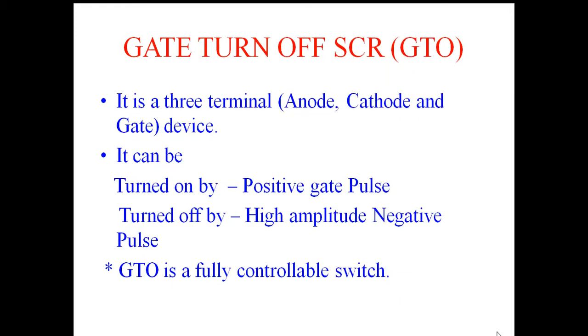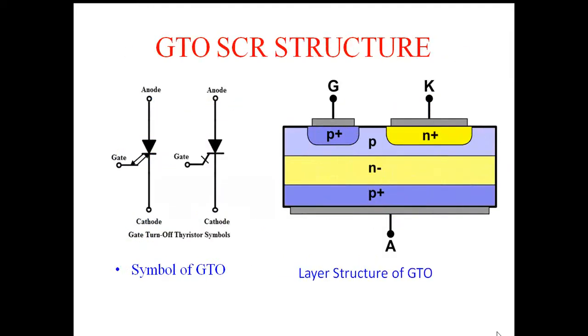GTO SCR is a three terminal device, like SCR. It has three terminals: anode, cathode, and gate. It can be triggered, that is turned on, by using a positive gate pulse, and it can be turned off by using a negative gate pulse. So it is a fully controllable switch. The GTO representation will be given like this.